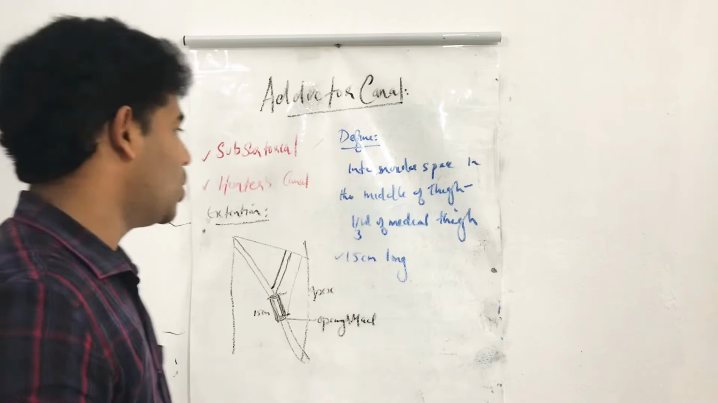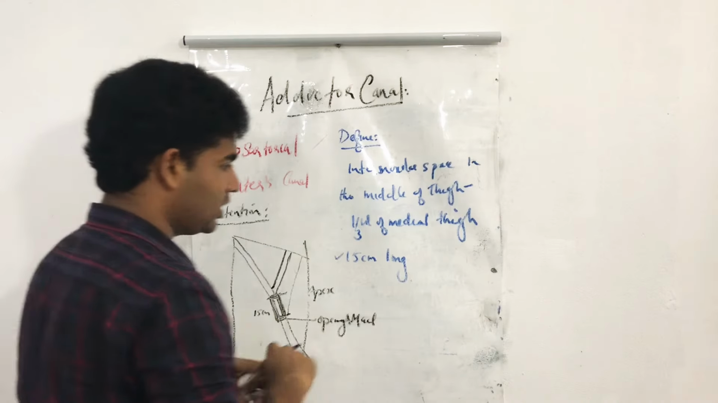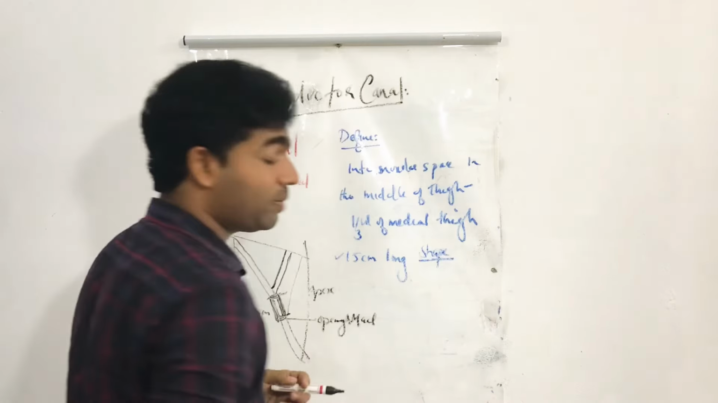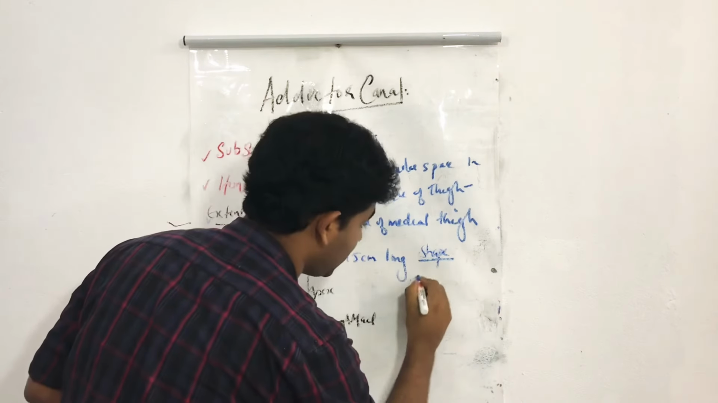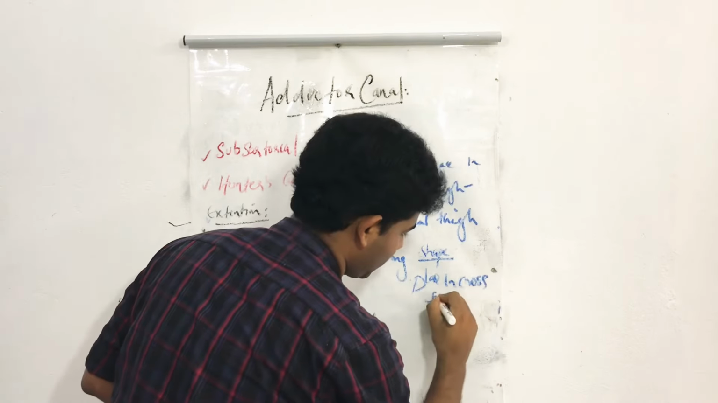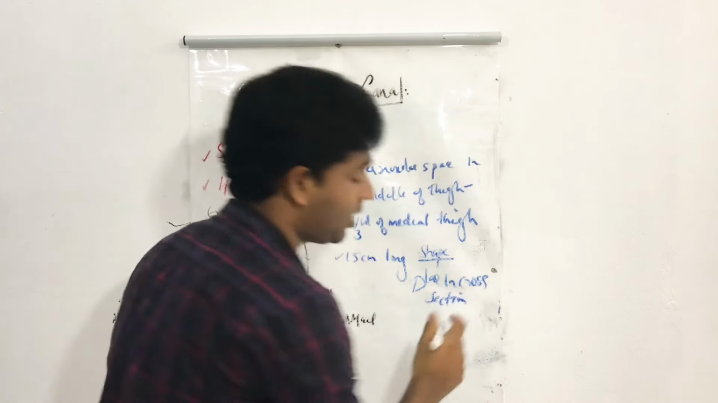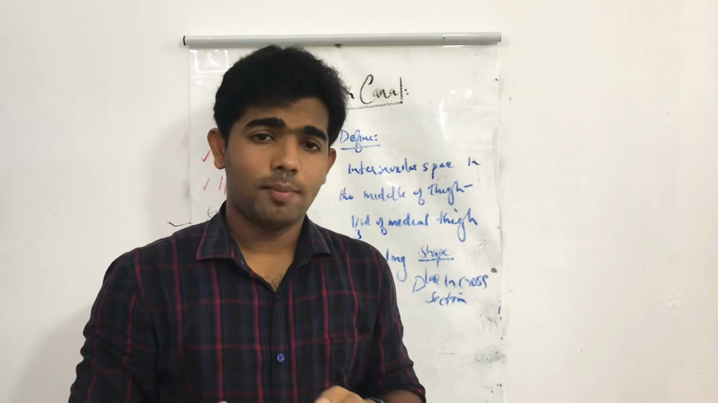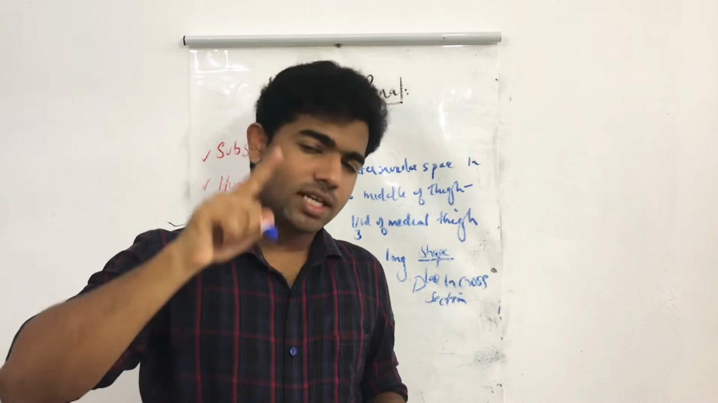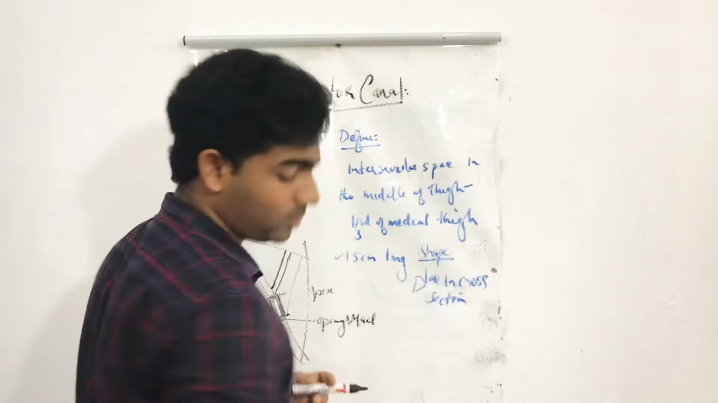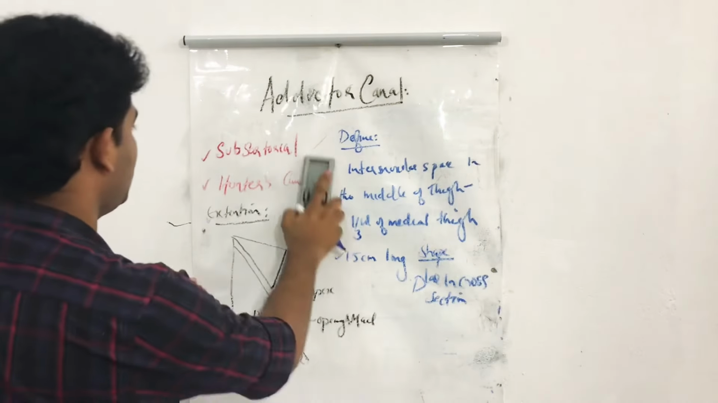Okay, now what is its shape? The shape of the canal is triangular in cross section. It is not exactly triangular when we view it, it is just a canal, but if we take a cross section of it, we see it as triangular. Let us just draw it. Let us just see how it is.